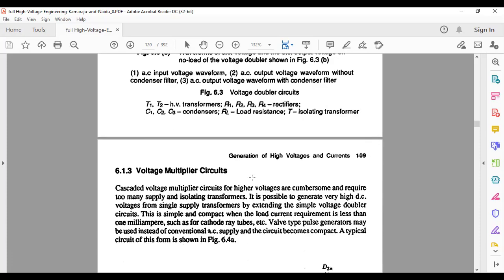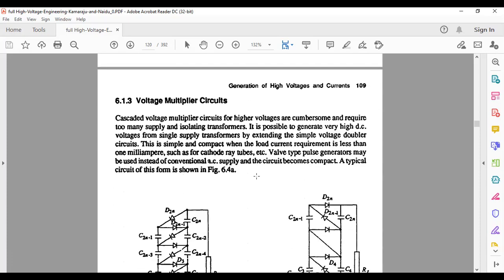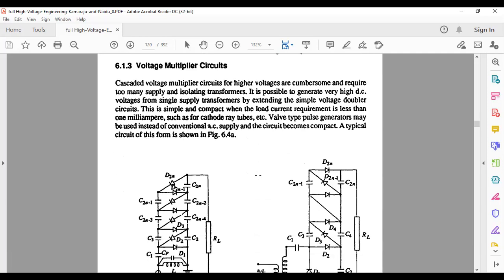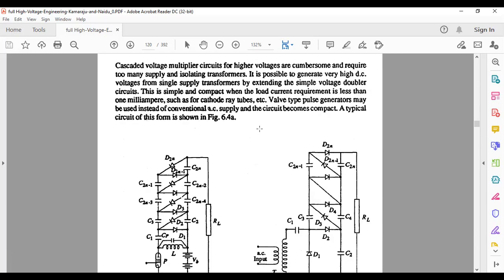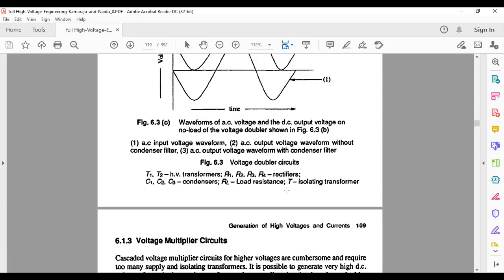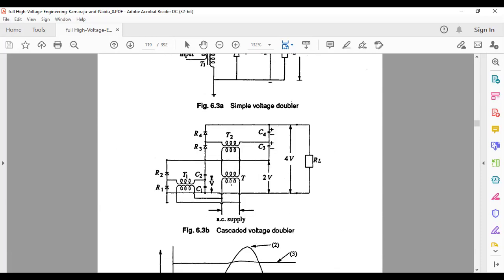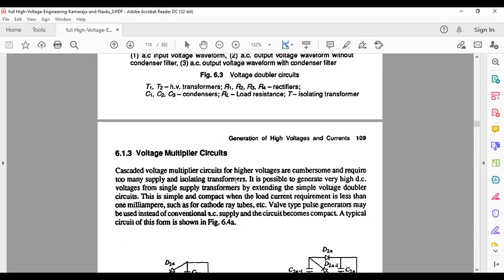Coming to the voltage multiplier circuits. These are the voltage multiplier circuits, but why do we go for this? In this concept we are using isolating transformers. Using isolating transformers means the cost is high and the supply requirement is very high.